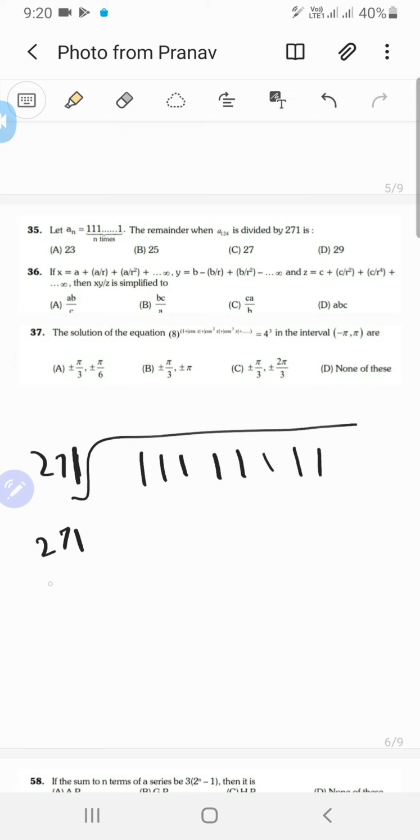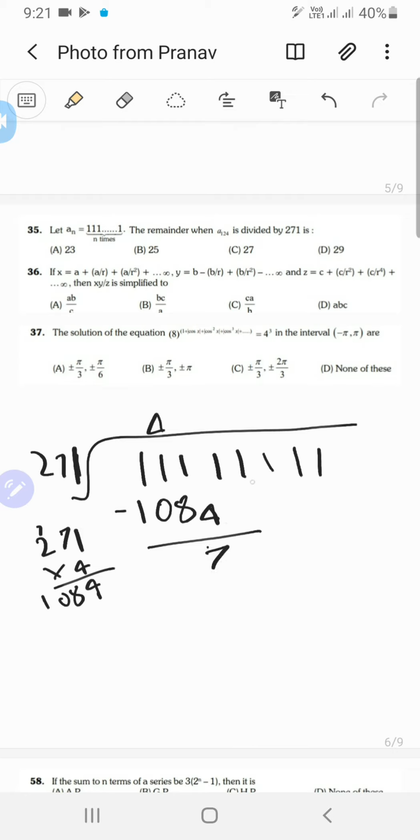So 4, say 271 into 5, maybe that will work. No, that will be too big. So into 4, this gives me 1084. Right, so just put 4 over there, minus 1084. You get 11 minus 4 is 7, and then it's 270.